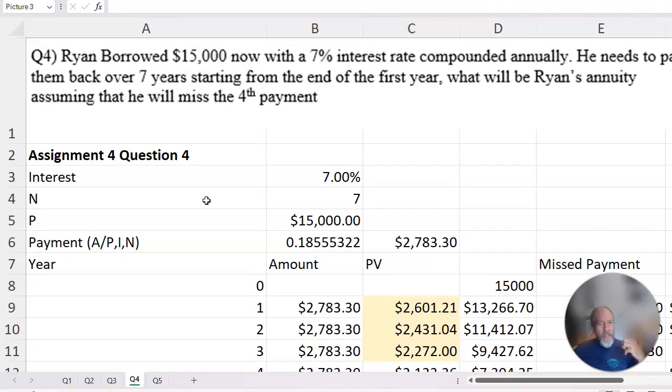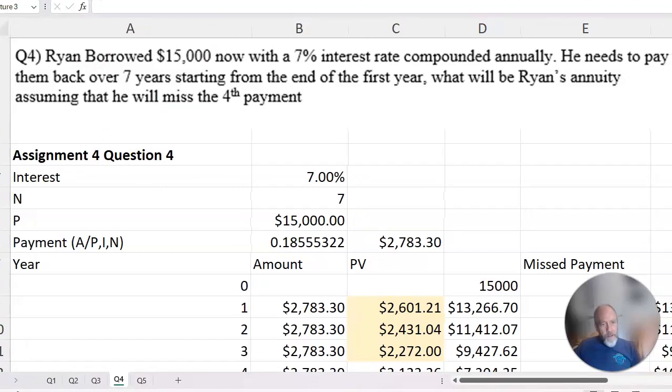Question 4. This gets a little bit more challenging here. We got Ryan. All right, back to question 4. This one actually has a few ways to solve it. I'll slide this baby over so you can see it.